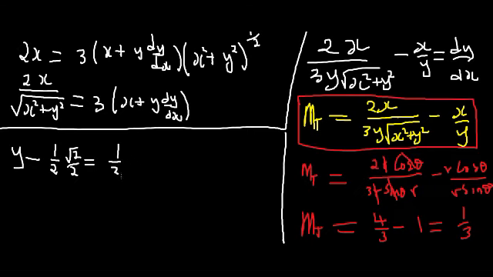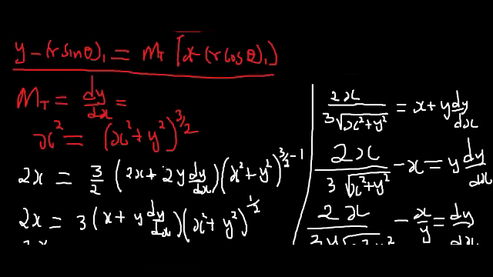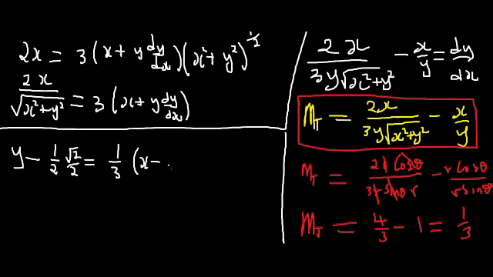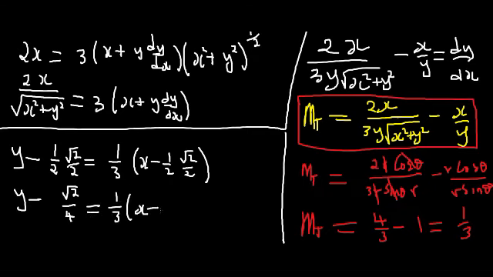to be equal to 1/3 into x minus, now our x1 is r cos theta, right? So which will be a half, and cos 45 is root 2 on 2. Remember cos 45 and sin 45 are equivalent, so simply, trying to simplify, we're going to have root 2 on 4 to be equal to 1/3 into x minus root 2 on 4.